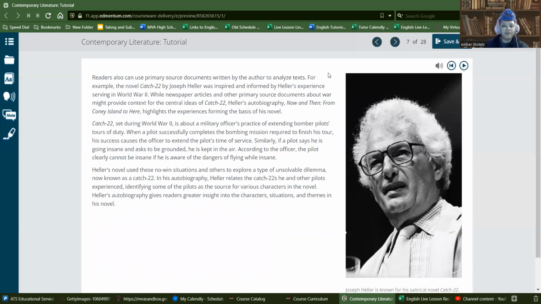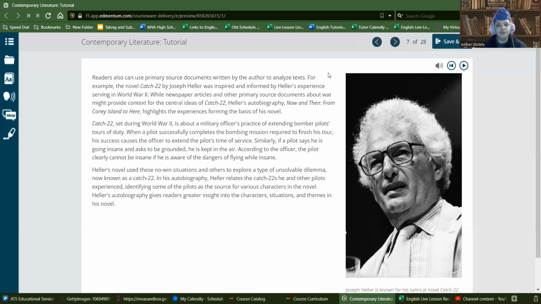So on slide 7, we go into a little more detail about it. In this slide, basically, they're talking about primary source documents written by the author of the work themselves. So basically, if you read an essay that was written by the author of a book that you're doing a report on, you can use that as a source because the author is talking about their own work. And they give you the example of Catch-22.